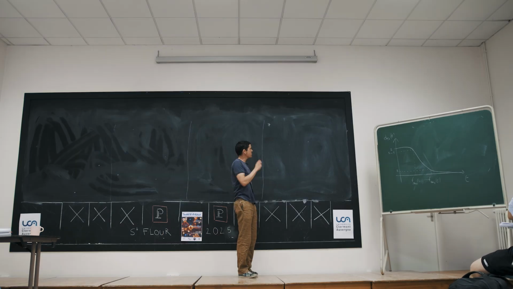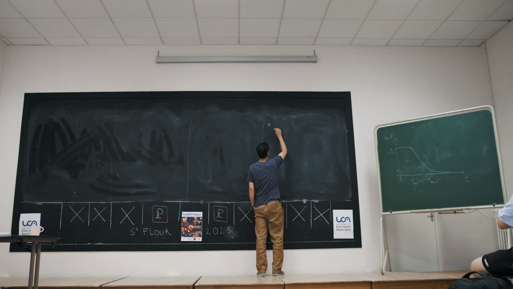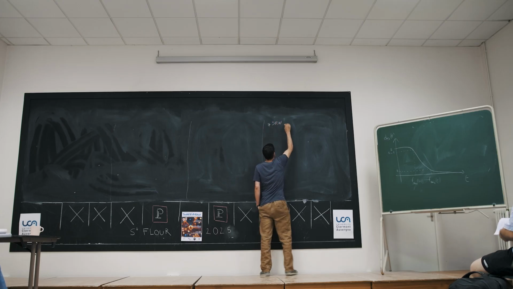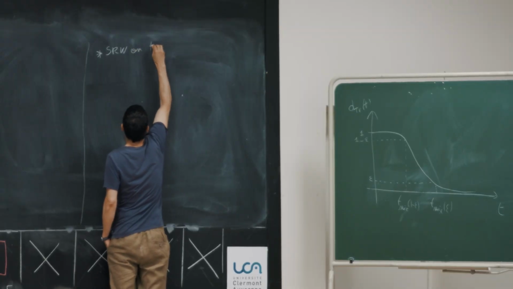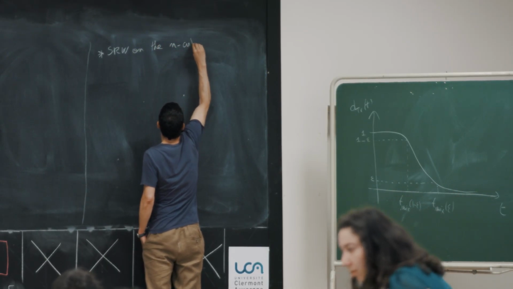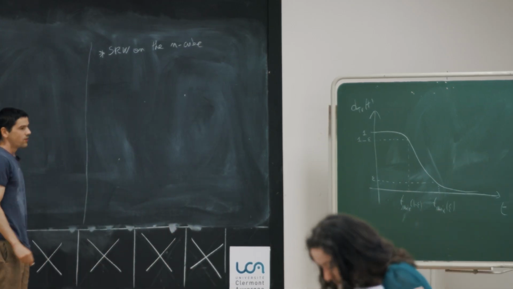So last time we saw a toy example, the cycle. Now I want to move to another toy example. So the second toy model, which is a simple random walk on the n-cube. Okay, so what is that?